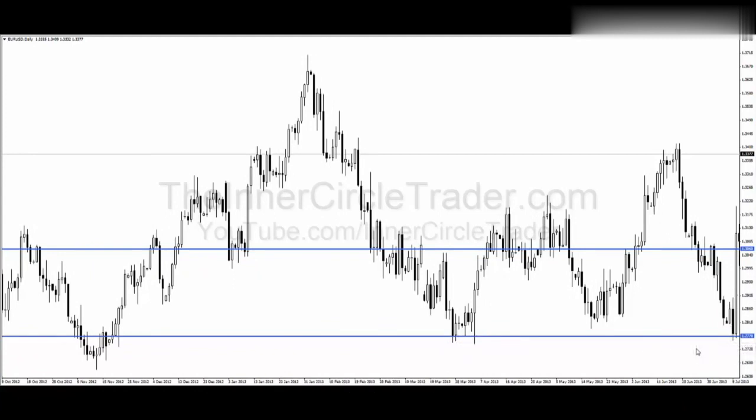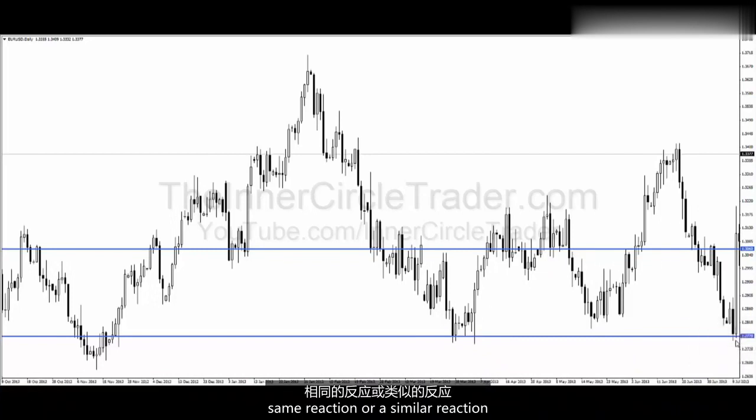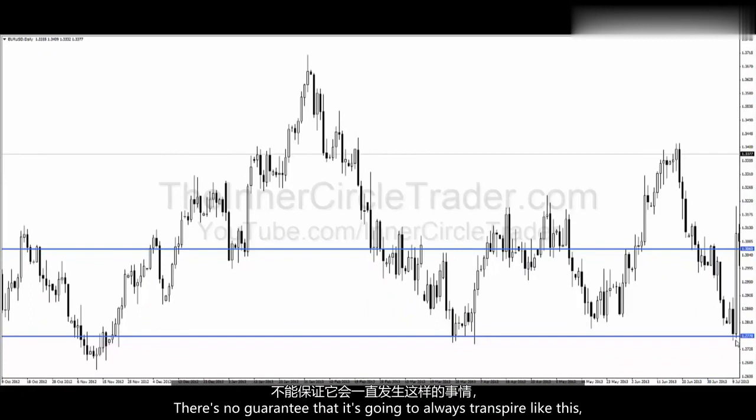Now, there really isn't any magic to this. It's simply understanding what the institutions have done in the past at that particular level, and when price comes back down to it, we anticipate the same or a similar reaction in deference to what price is going to do next. We don't have a crystal ball. We don't know for sure what's going to happen. There's no guarantee that it's going to always transpire like this.